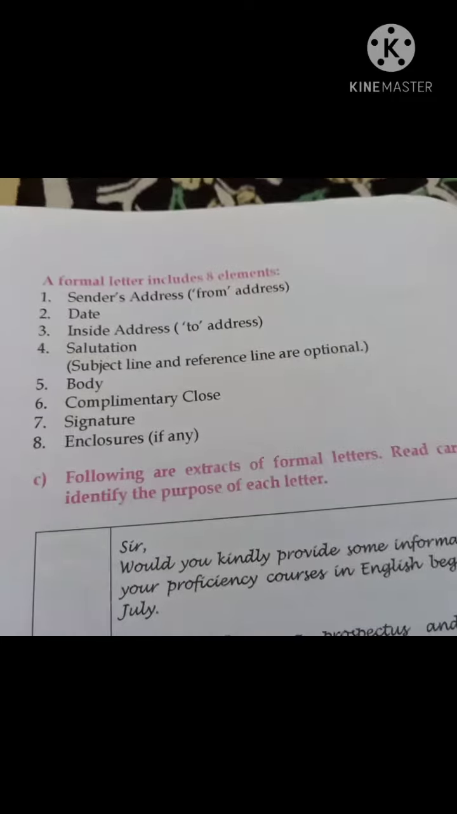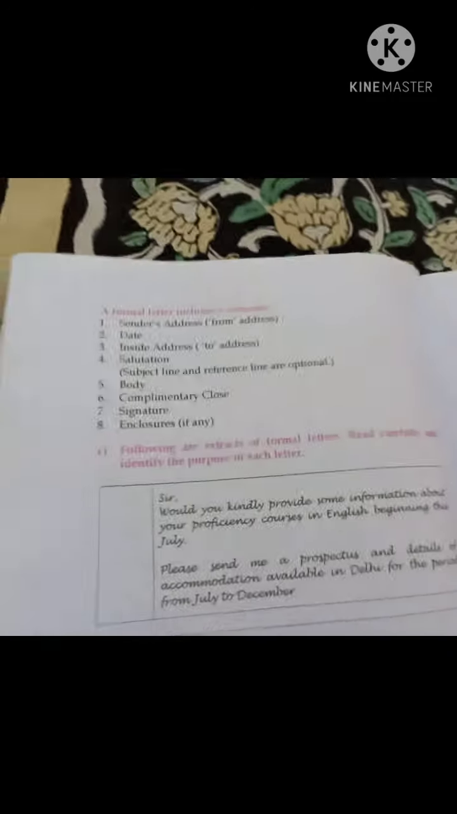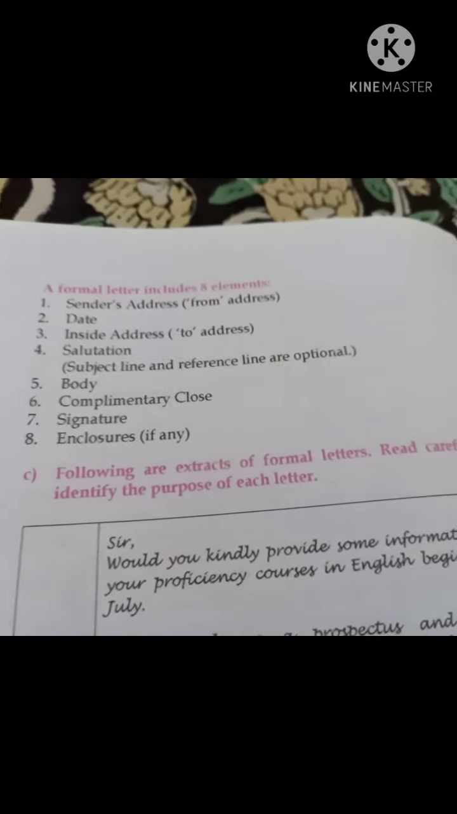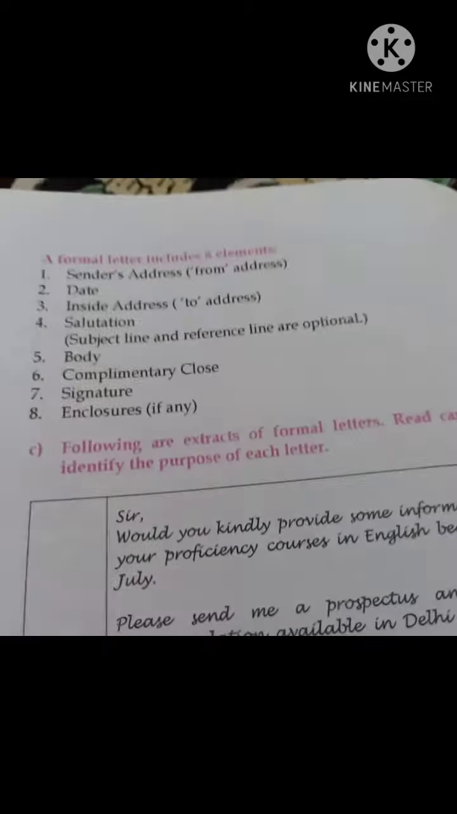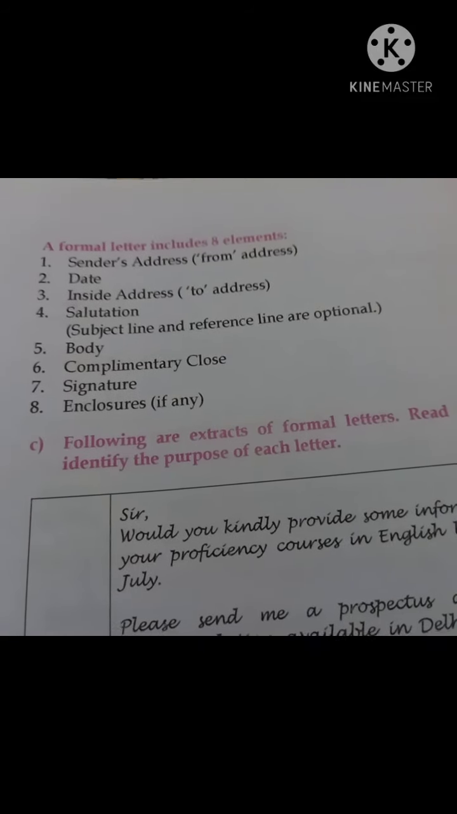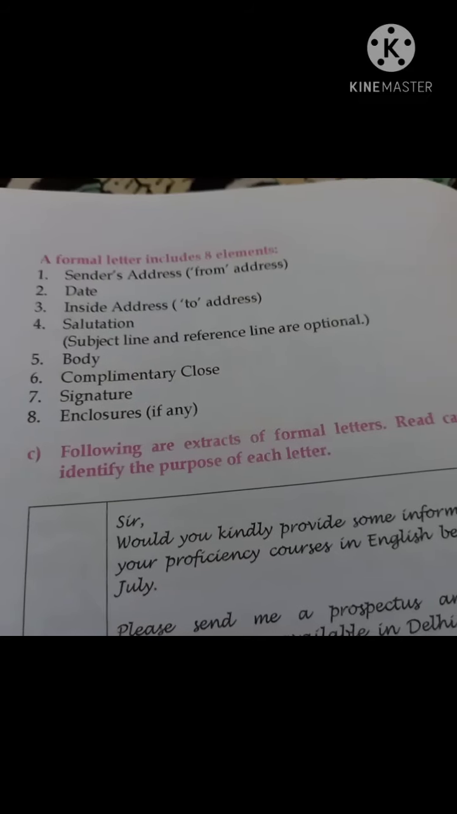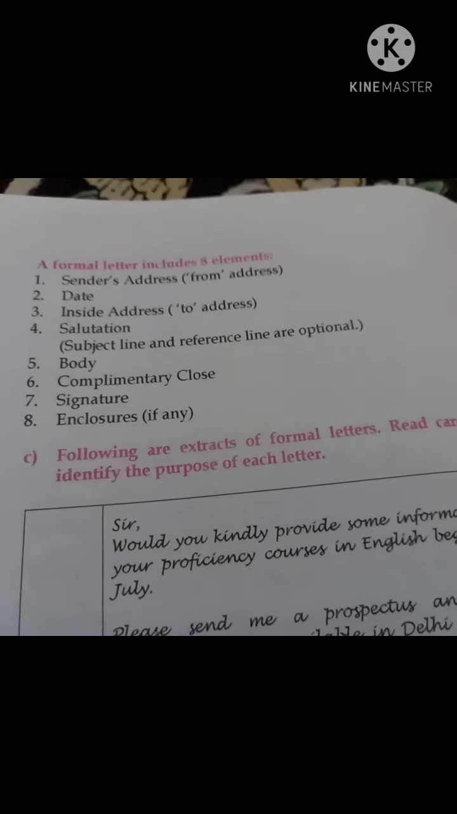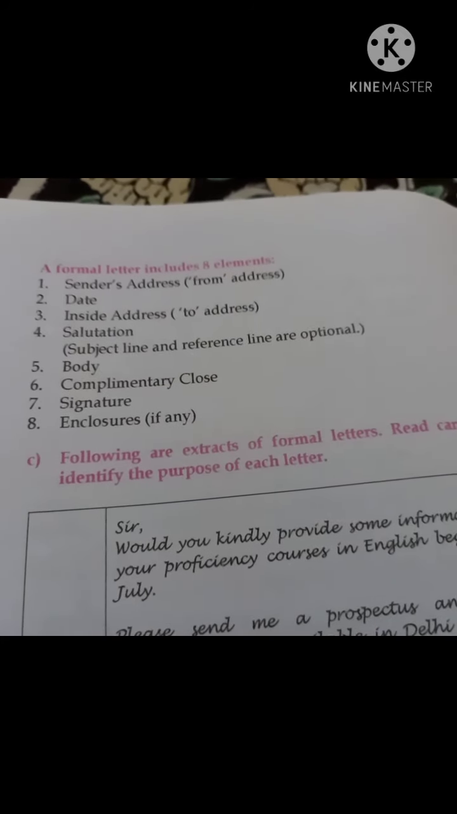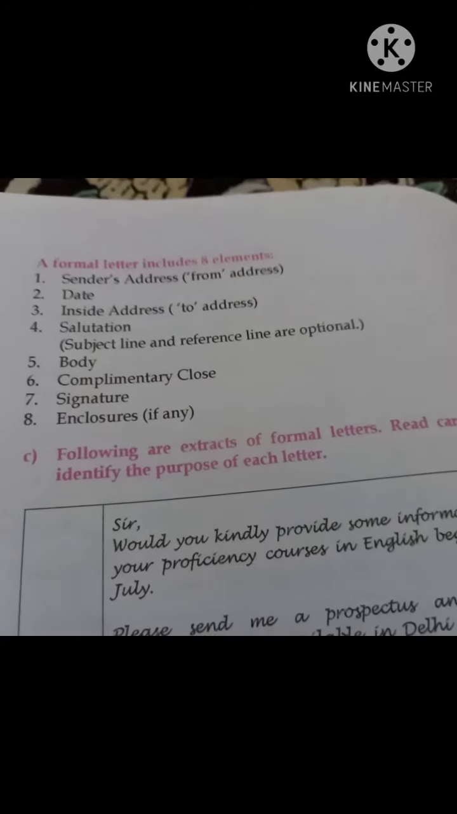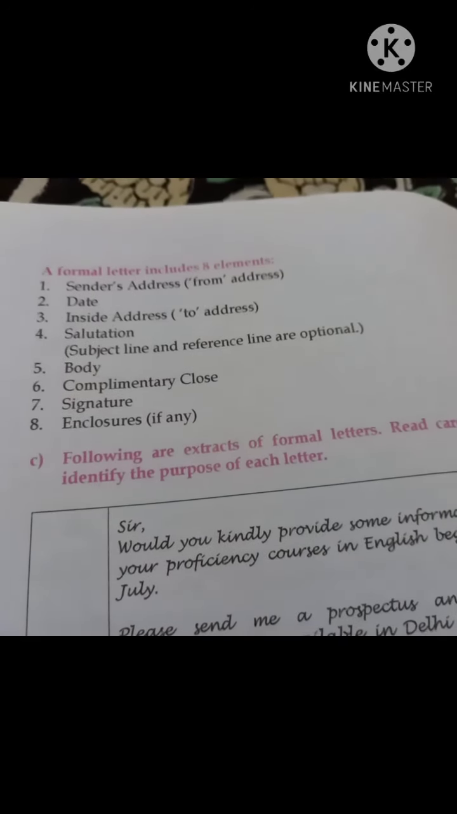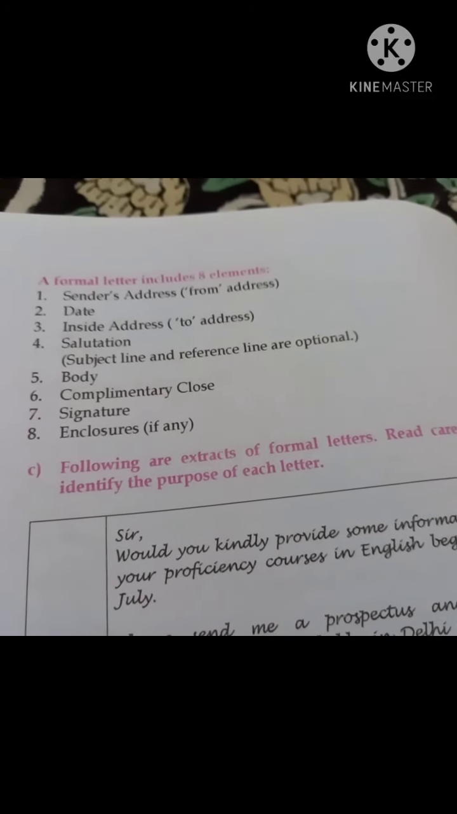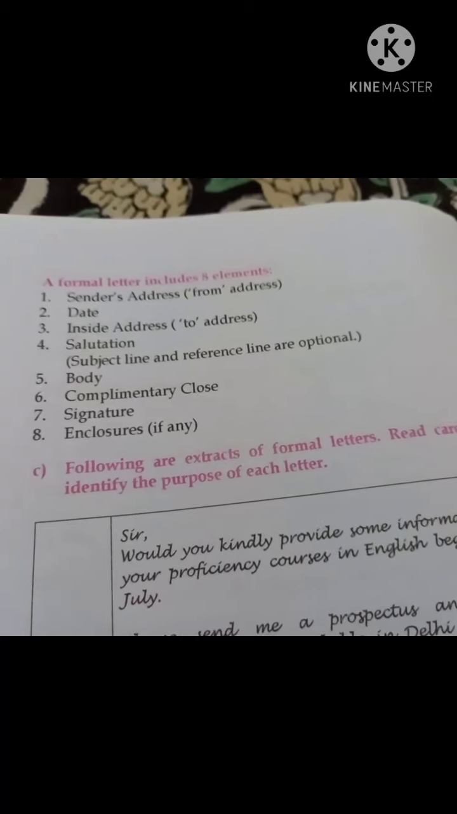After that, the body of the letter. The body of a formal letter depends on the question. You should provide the relevant details that the question asks for. The language must be very formal. The very name tells the language must be formal. And in the question, sometimes they will specifically mention what details you must include in the body of the letter.